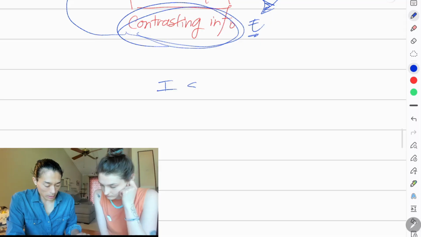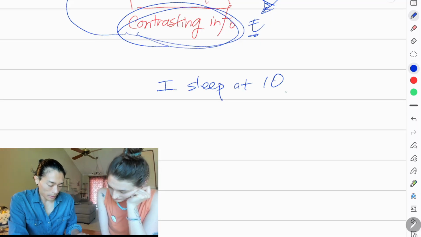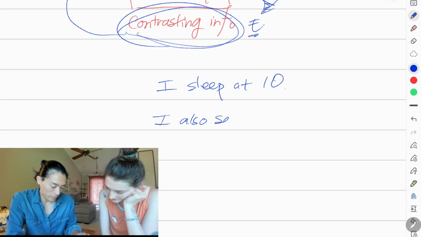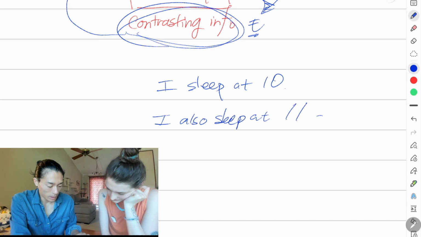Okay. For example, let's try some different sentences. I sleep at 10. I also sleep at 11 sometimes.